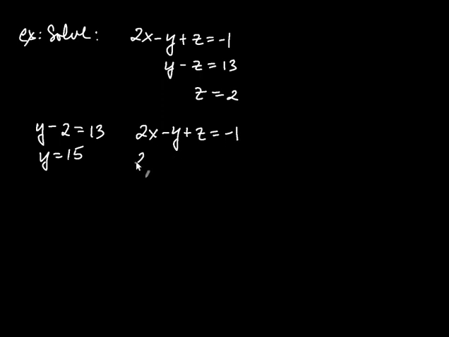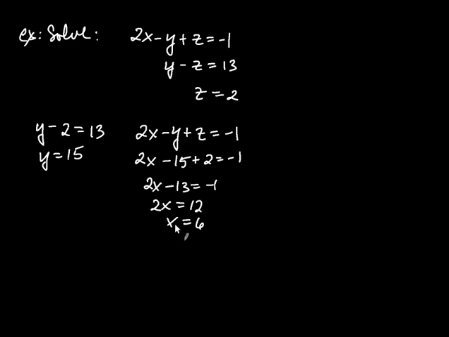We're looking for x. So 2x minus, what was y? y was 15. What was z? It was 2, so plus 2 is equal to negative 1. I'm just substituting in there. And then I solve that equation for x. 2x minus 13 is equal to negative 1. So 2x has got to be equal to 12. So x is equal to 6.